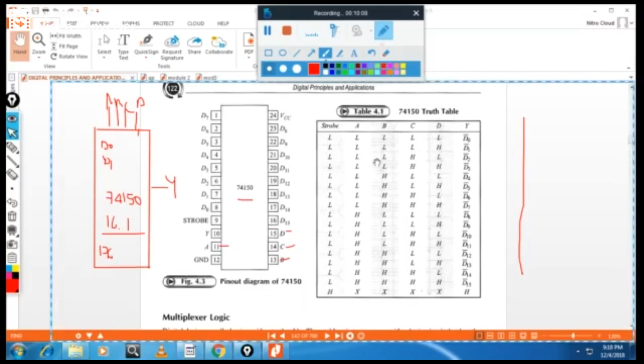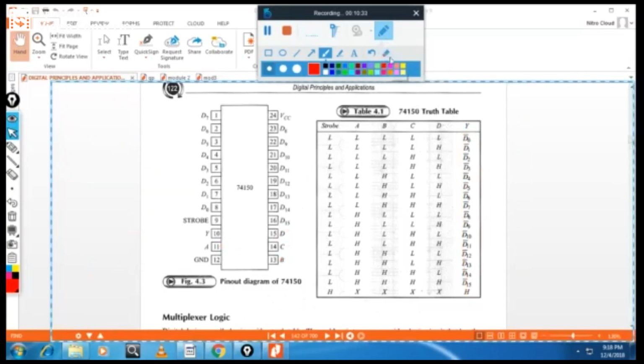Then the truth table for this one. Please remember the output of the 74150 16:1 multiplexer is an active low signal. Active low signals are represented by means of a bubble or a bar like this. You can see here the output is an active low signal. You will come to know much more about this later.